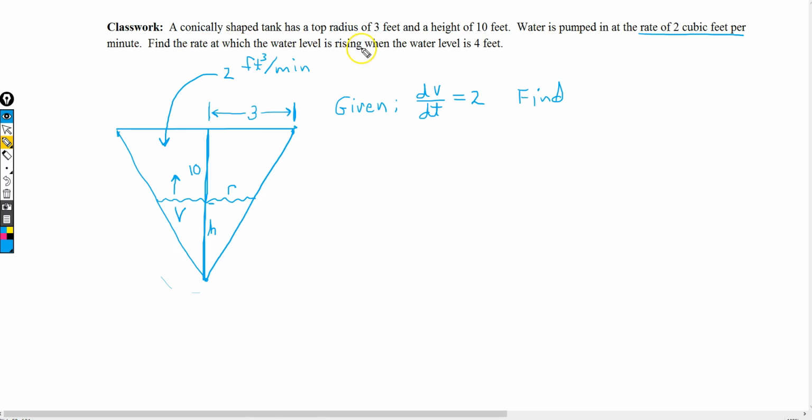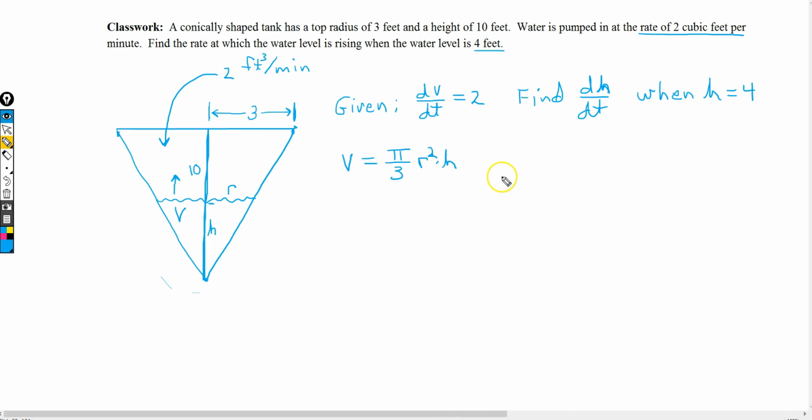And we want to find the rate at which the water level is rising. So we need to find the derivative. Let's see, which variable is measuring the water level? Well, that's h. So we want to find dh/dt when the water level is 4 feet, so when h equals 4. Now we need to find an equation then that relates V and h. Now this is an equation you might not be familiar with. For a right circular cone, the volume is going to be pi over 3 r squared h.